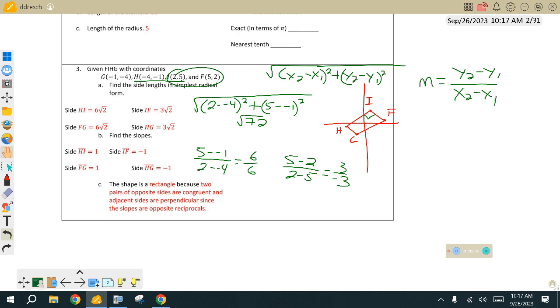So that's why we say it's a rectangle, because the adjacent sides are perpendicular, because of those opposite reciprocal slopes, and the opposite sides are congruent. Okay, so that's the big one.